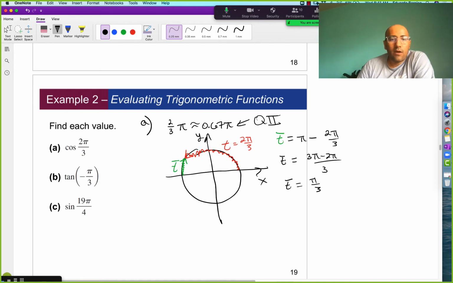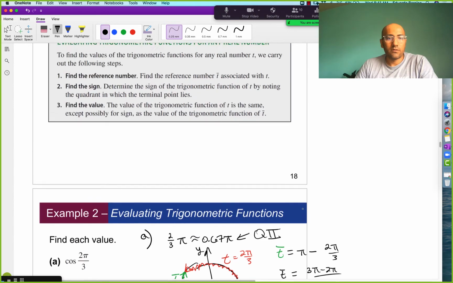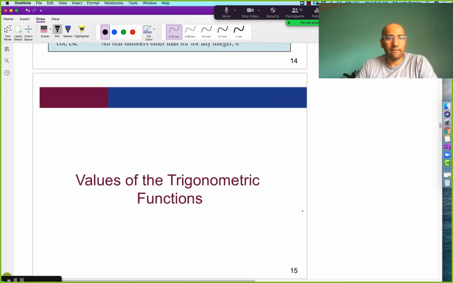Okay, so now what we do is we think about the value pi over 3 over in quadrant 1. Consider the value over here in quadrant 1, t bar equal to pi over 3. It ends up with some terminal value in quadrant 1, and this is some ordered pair, and again we just get this from our table. So we just have our table right up here. Let's look at it.